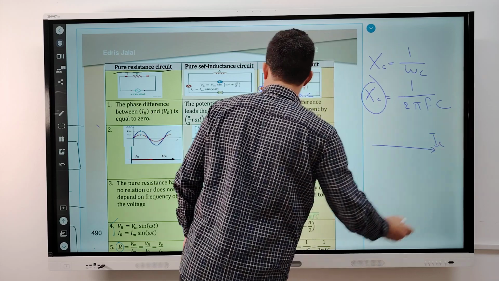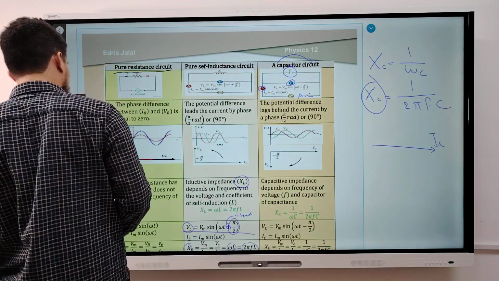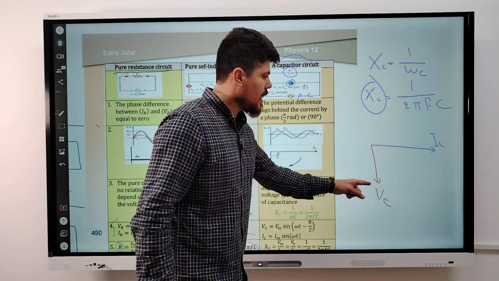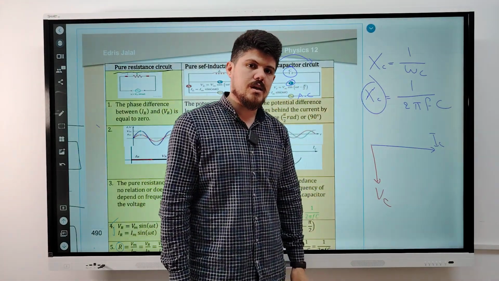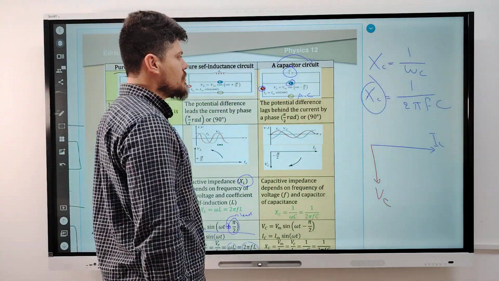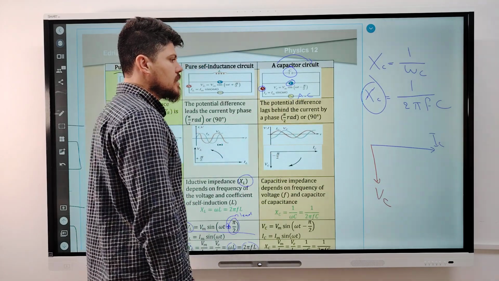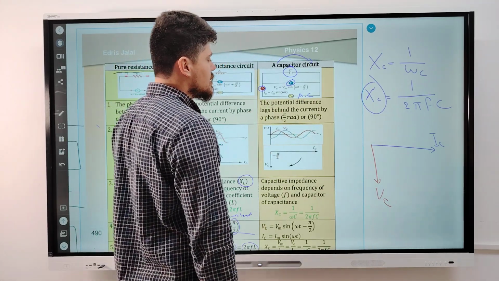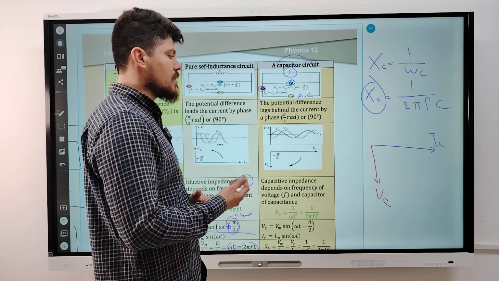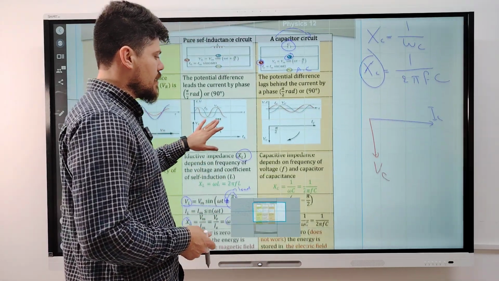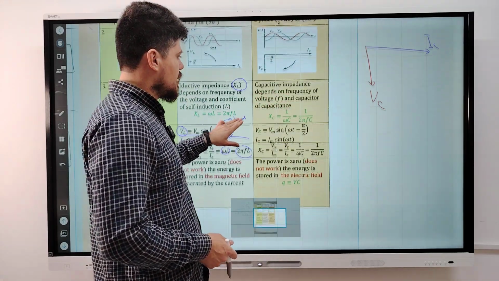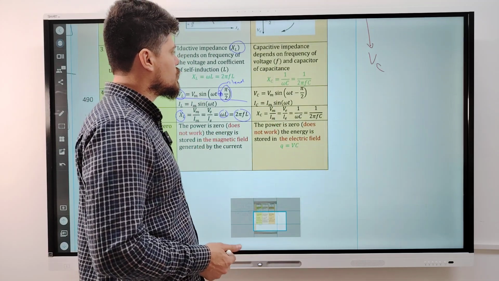this is IC, the current across the capacitor. The potential difference VC lags behind the current, which is opposite to the inductive case. Why? Because when the current passes through the circuit, the ammeter is reading 0 when the potential difference is maximum. When the potential difference reading becomes maximum, the current has 0 magnitude. Okay? The capacitive impedance depends on the frequency of the voltage and the capacitance. XC is equal to 1 over omega C or 1 over 2 pi fC.